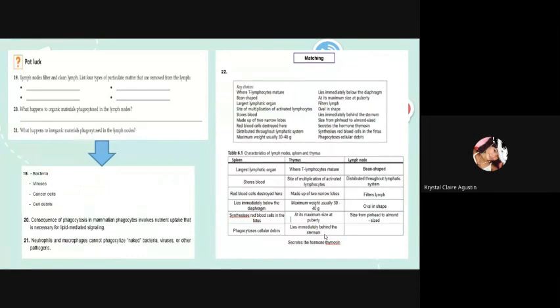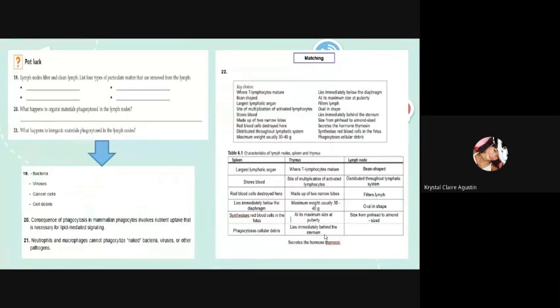Matching: for each of the following key choices, decide whether it applies to the lymph nodes, the spleen, or the thymus, and complete table 6.1. So for the characteristic of lymph nodes, spleen, and thymus, for spleen, it is the largest lymphatic organ. It stores blood. Red blood cells are destroyed here. It lies immediately below the diaphragm, synthesizes red blood cells in the fetus, and performs phagocytosis of cellular debris.